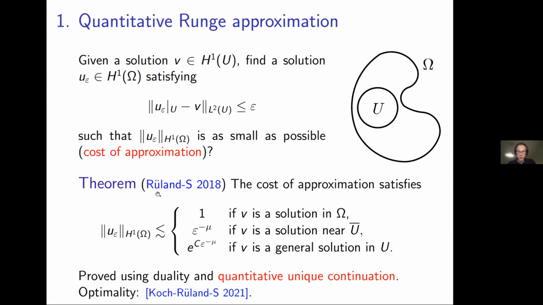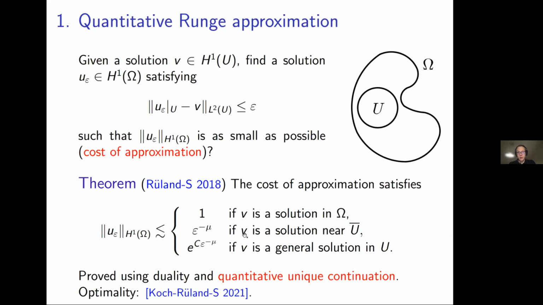So the result with Ryland is telling you that there are three possibilities. If your profile V actually extends to a global solution, then of course you can take U epsilon equal to V, and you have perfect approximation. So the cost of approximation is bounded by 1 if you have a global solution.